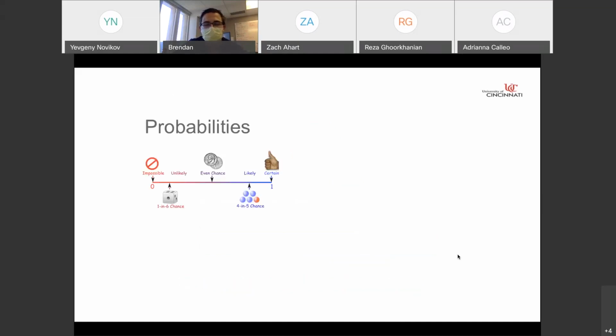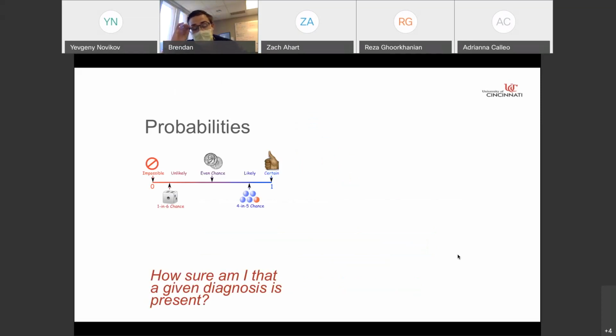And that kind of brings up the big issue that we're going to talk about today, which is the probabilities of things happening in medicine. So ranging from 0, impossible, to absolute certainty. How sure am I that this patient has a diagnosis? And sometimes it's something simple like the flu. Sometimes it's something far more complicated, like a type 1 pulmonary hypertension or a very unusual kidney condition. But how sure am I that our diagnosis is there?